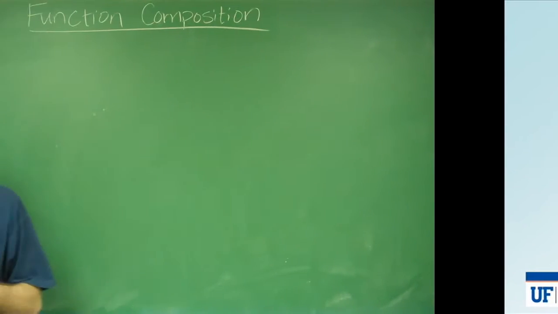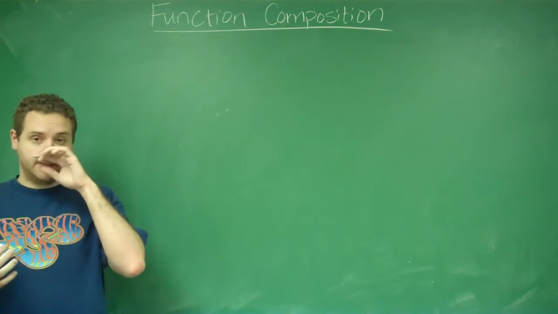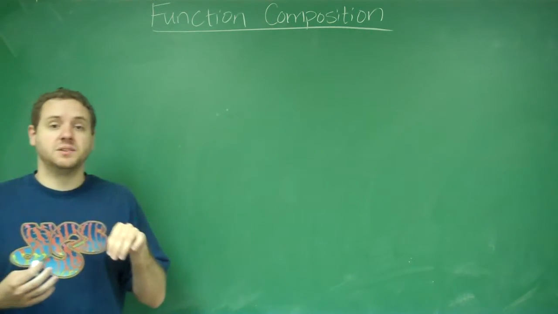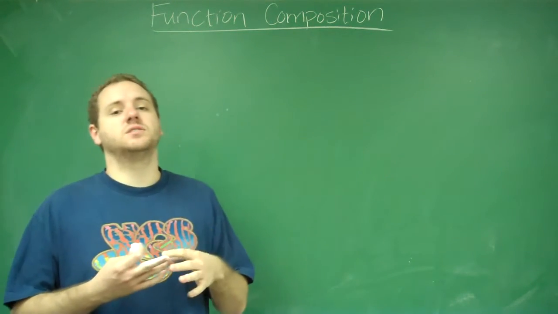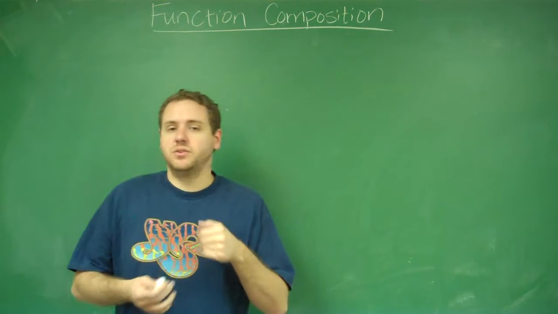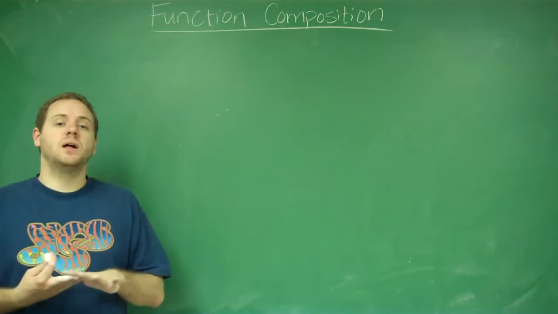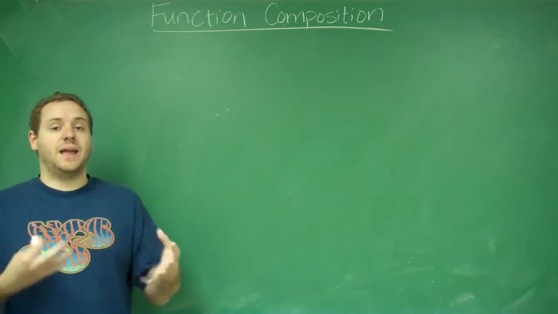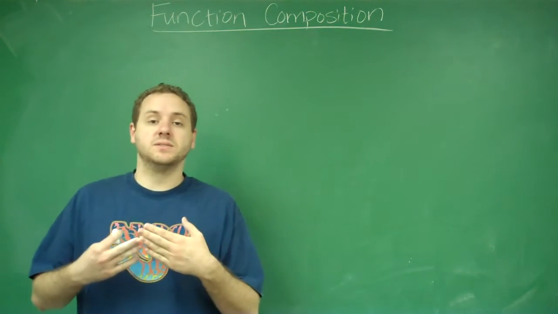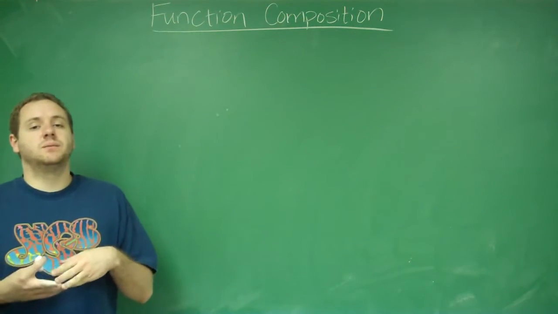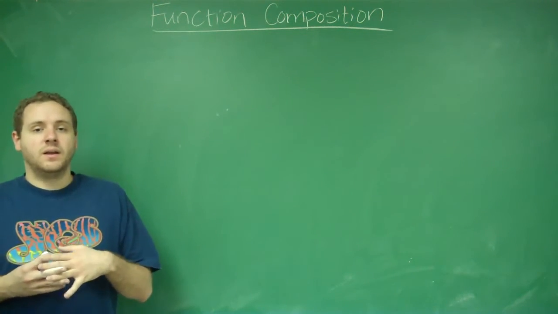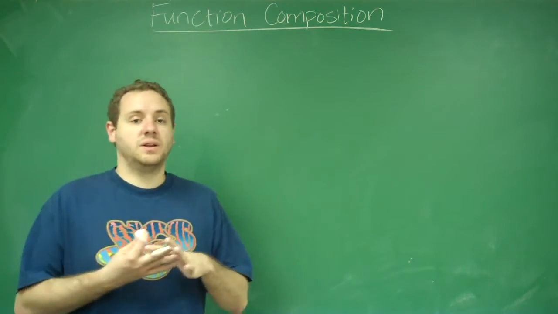Function composition is a way of combining two functions that's not using one of our basic operations. Now remember, when you have a set of two functions, you can add them together, subtract them, multiply them and divide them, like any of your regular arithmetic operations. Function composition is something that doesn't really have an analog in an arithmetic sense, and this is what it is.